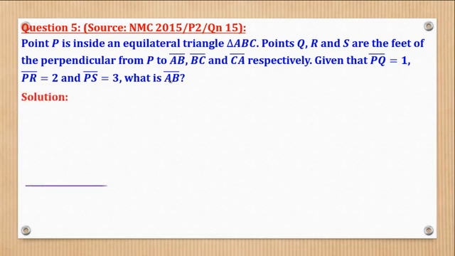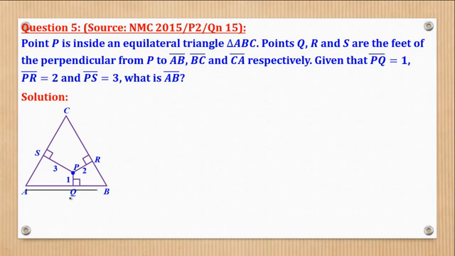So we're going to first come and make a sketch of the equilateral triangle. Then I shall locate point P somewhere such that PQ is 1, so a perpendicular from P to AB is 1. Perpendicular from P to BC is R. Perpendicular from P to AC is S. Then we shall remember that PQ is 1, PR is 2, and PS is 3. So they want the distance AB.